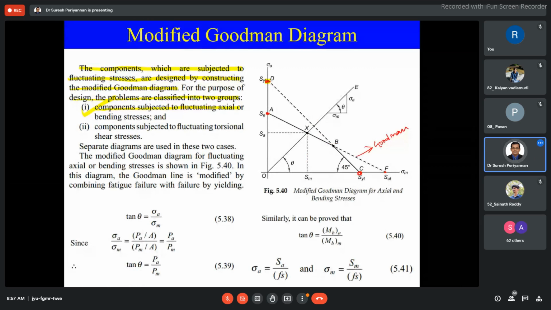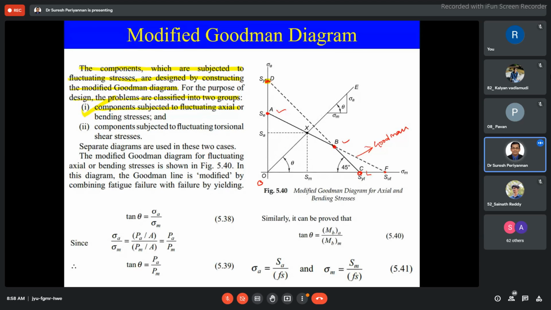Now, when we draw the line CD, it intersects the Goodman line at some point, which I'm assuming is point B. Now this is our safe region. The modified Goodman theory says that the region O, A, B, C is the safe region. Why did he come to this concept?